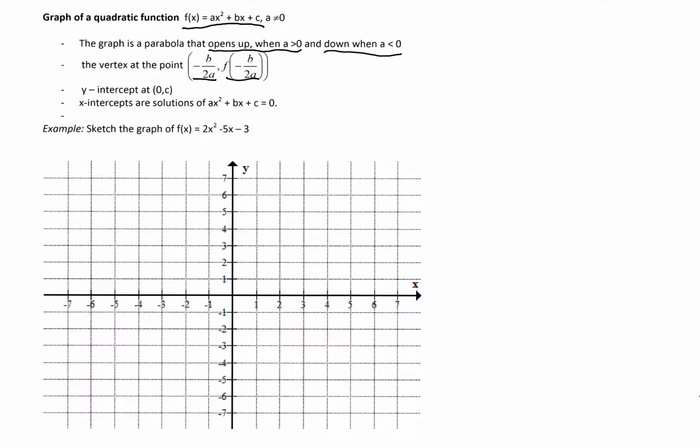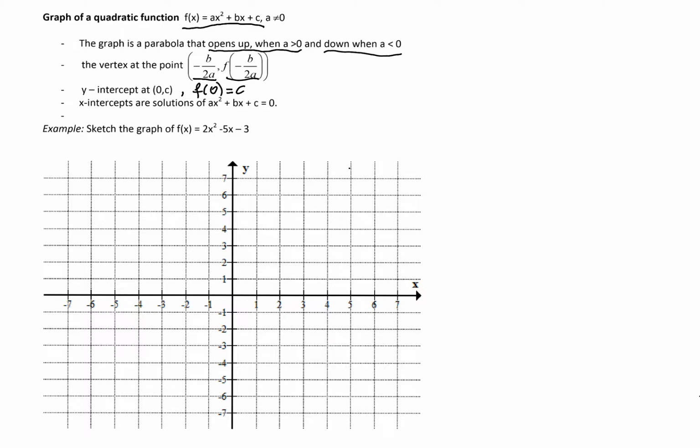The y-intercept is at (0, c), simply because the y-intercept of any function is the value of the function at 0. And x-intercepts are solutions of the equation ax squared plus bx plus c equals 0, because x-intercepts are computed by equating f of x to 0.